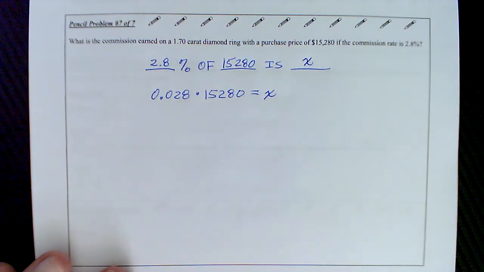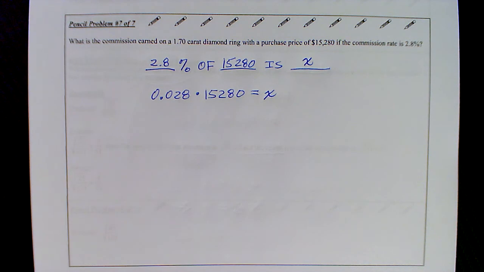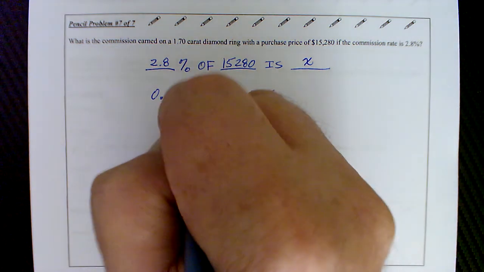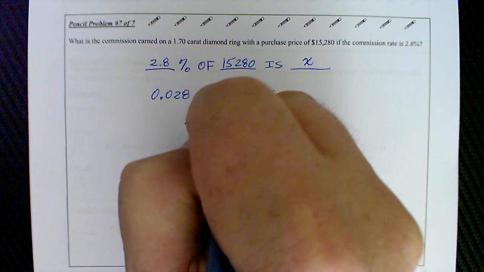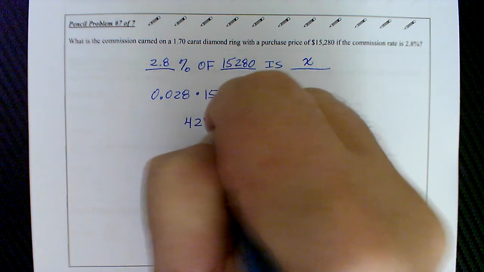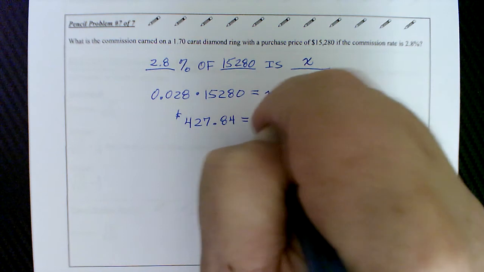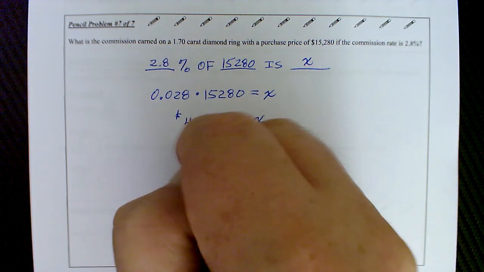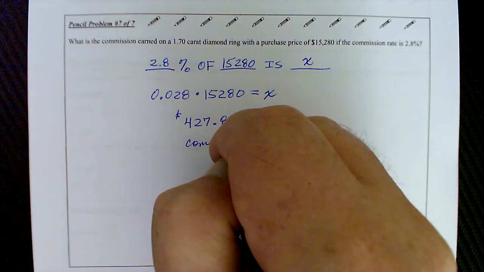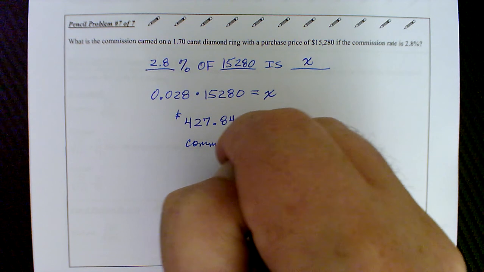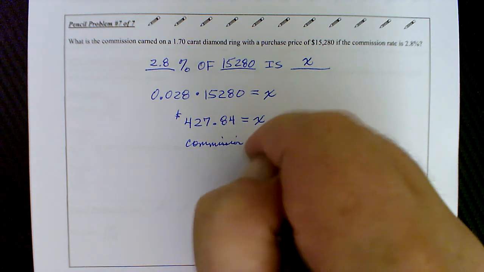And so use a calculator, obviously. 0.028 times 15,280 is $427.84. So that is the amount of commission earned.